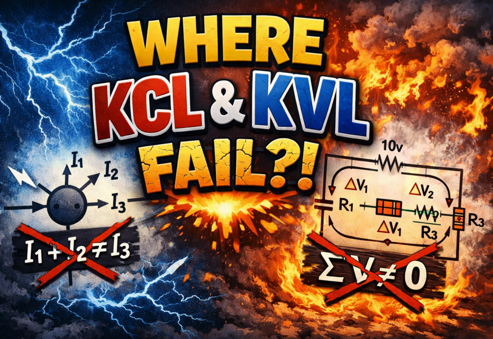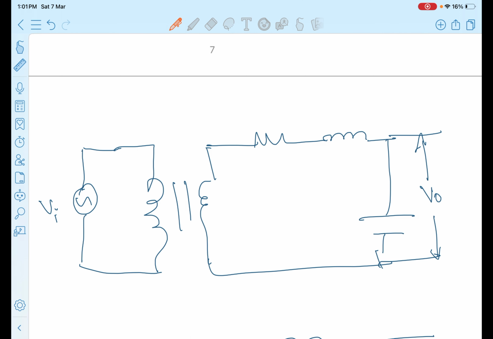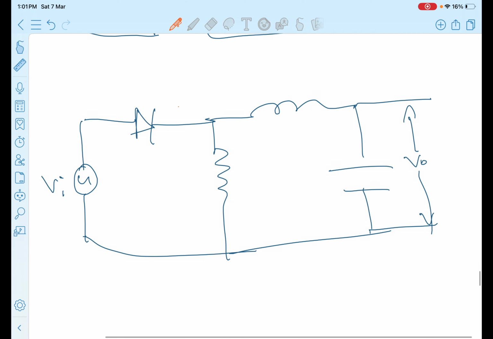Where will KCL and KVL fail? There is a transformer in the circuit. Is KCL and KVL applicable in this circuit? There is a diode in the circuit, and in this circuit, is KCL and KVL applicable? To understand this, let us watch the video fully.